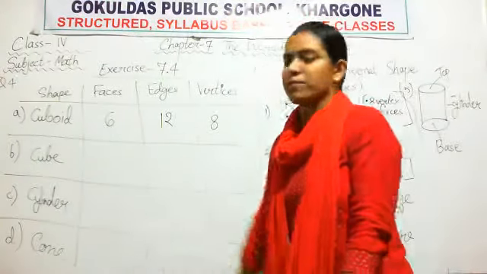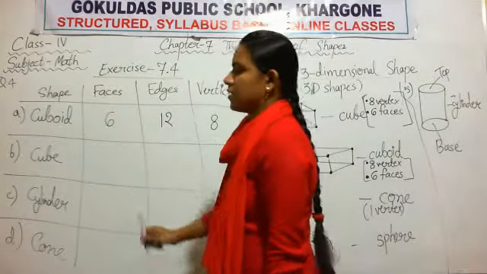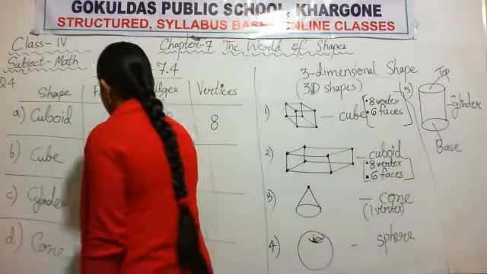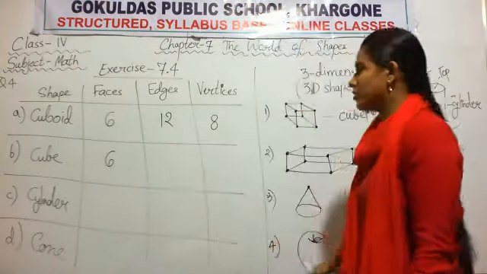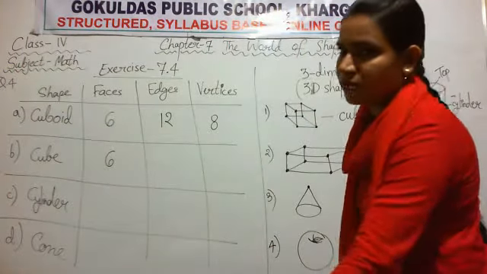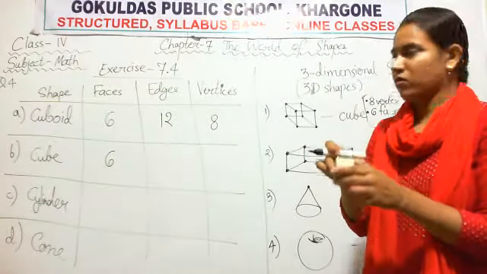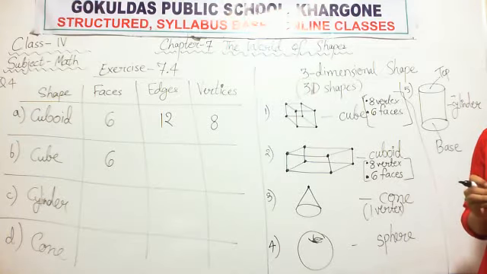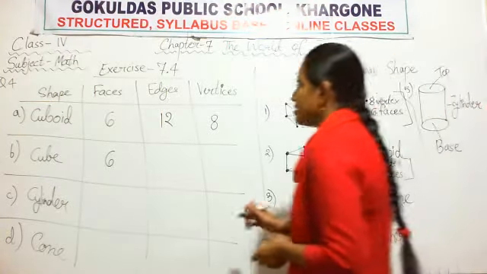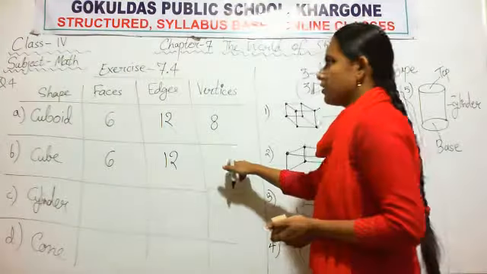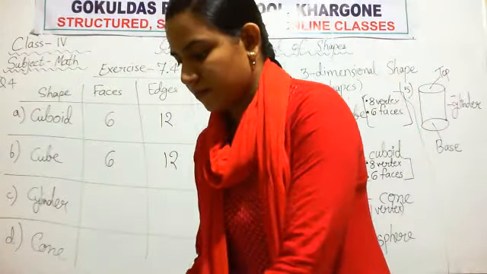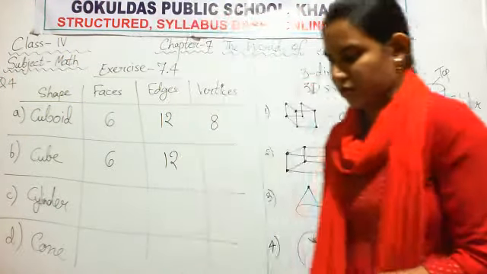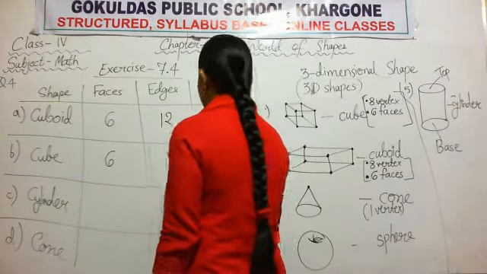Okay. Now the next shape is cube. How many faces in cube? I already explained you, 6 faces. So write 6. How many edges does cube have? Edges means the line. So count the number of lines in the figure. It also has 12 edges. Okay. Write the number of vertex. Vertex means meeting point of 2 lines. So 8 vertices are there.